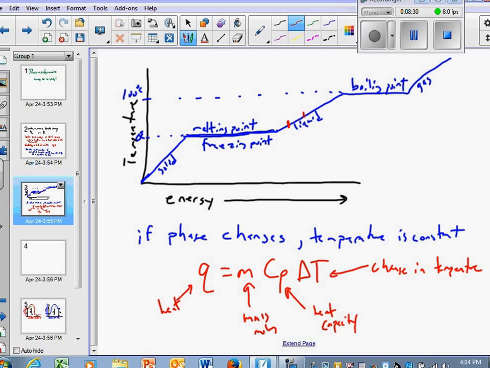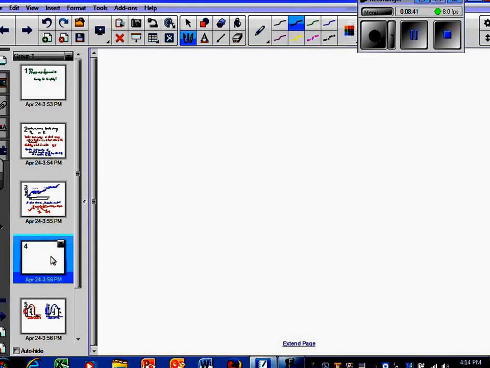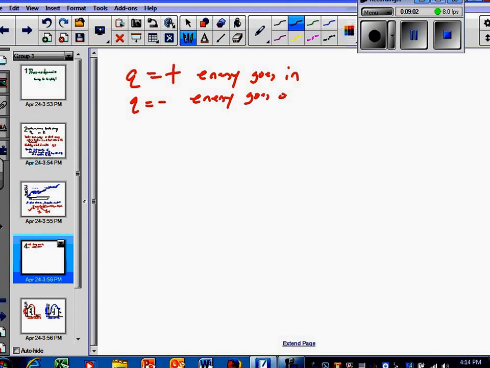Now this is kind of important. Delta T could be positive or negative, which means Q can be positive or negative. So if Q is positive, that means that energy is going into the system. If Q is negative, energy is going out. So in chemistry, the sign tells you what direction the energy is moving in.